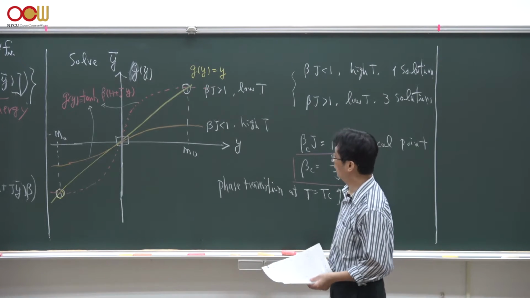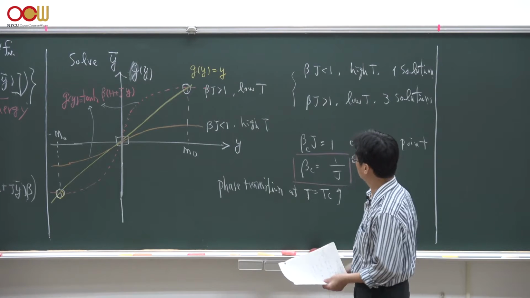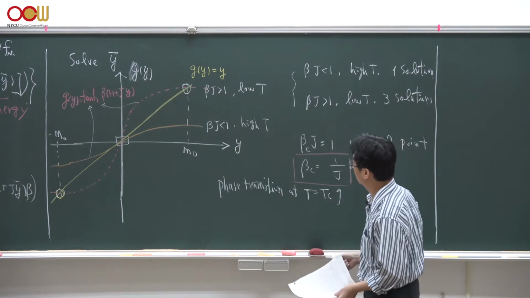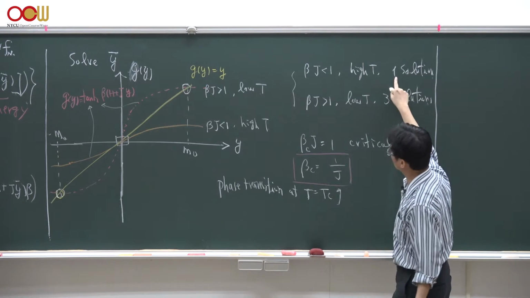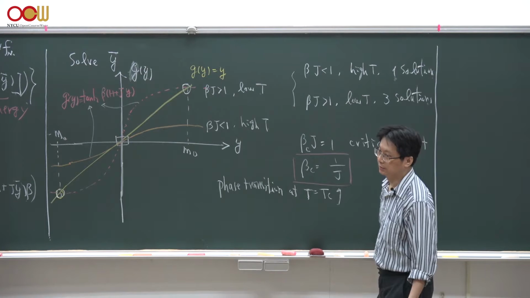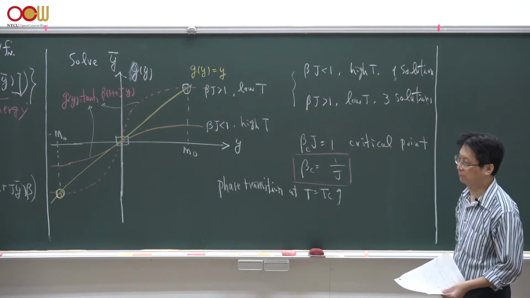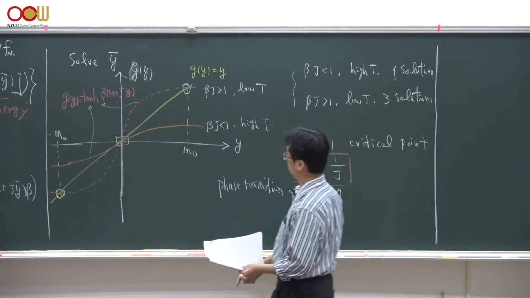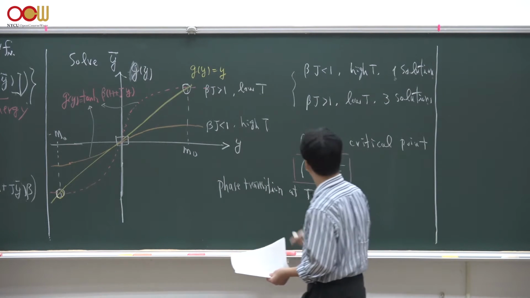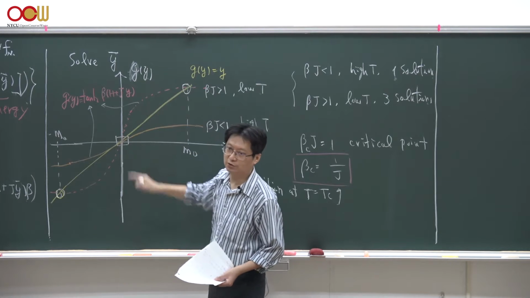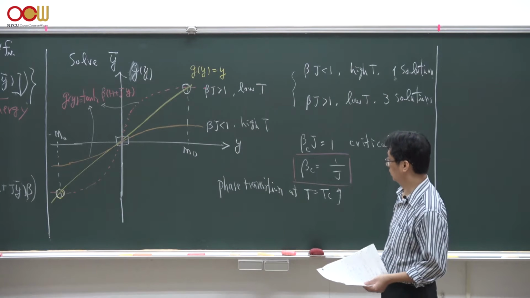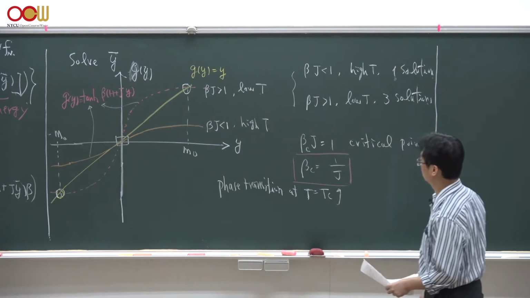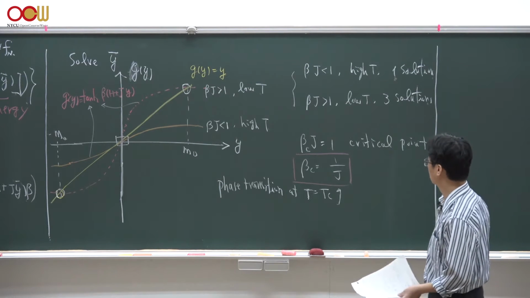Depending on whether the value of beta J is larger or smaller than 1, we could either have just one solution when beta J is smaller than 1, which is the high temperature regime, indicated by this orange curve here. At high temperature, there's only one solution, which is 0, which means that there's no finite magnetization at high temperature. This is reasonable, and it is also what we expect to happen at high temperatures.